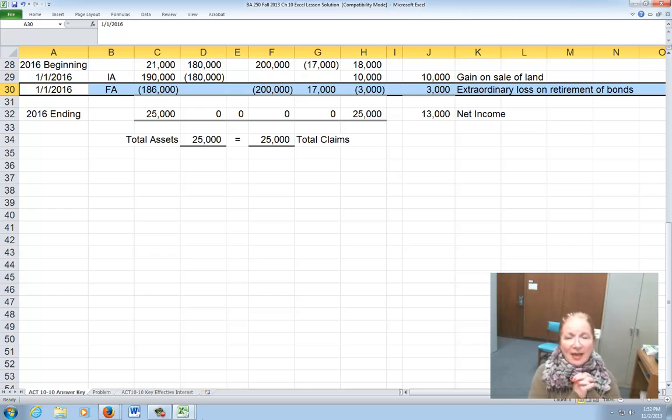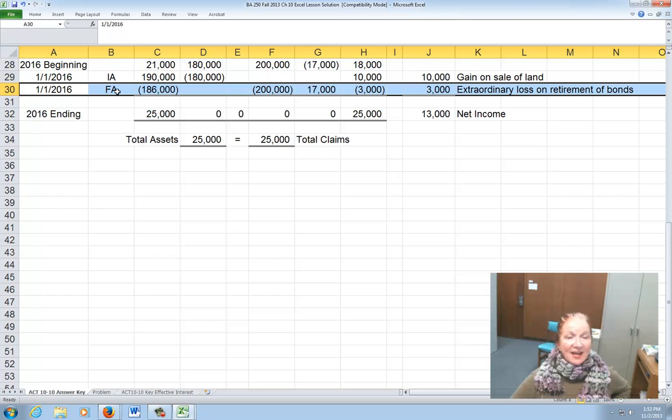And in this particular case, we retired the bonds and we had a loss because the bonds had a face value of $200,000, but they had a discount of $17,000, so they only had a book value of $183,000, and we paid $186,000, so that caused us to have a $3,000 extraordinary loss on this retirement.